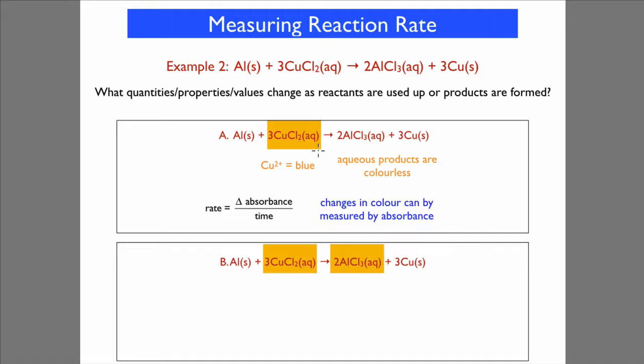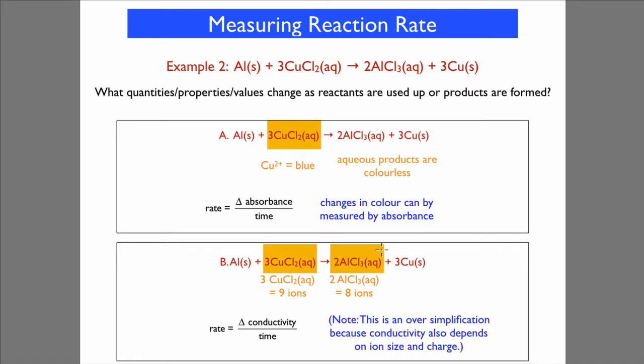What about B? We've got copper chloride and aluminium chloride highlighted. It may not be immediately apparent what you could do here. Well, if you count up the ions, we've got 3 copper ions and we've got 6 chloride ions here, so altogether we've got 9 ions. Over here we've got 2 aluminium ions and we've got 6 chloride ions, so altogether 8 ions. So we've got a different number of ions in the reactants compared to the products, and so conductivity will change over time. Do note this is a bit of a simplistic explanation, because conductivity also depends on the ion size and the charge.